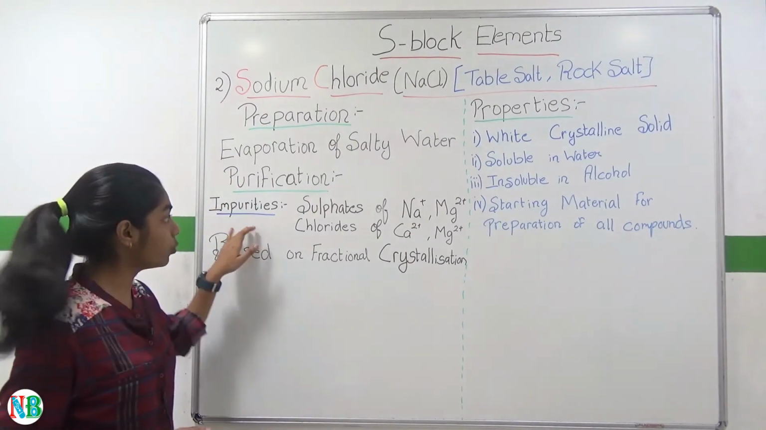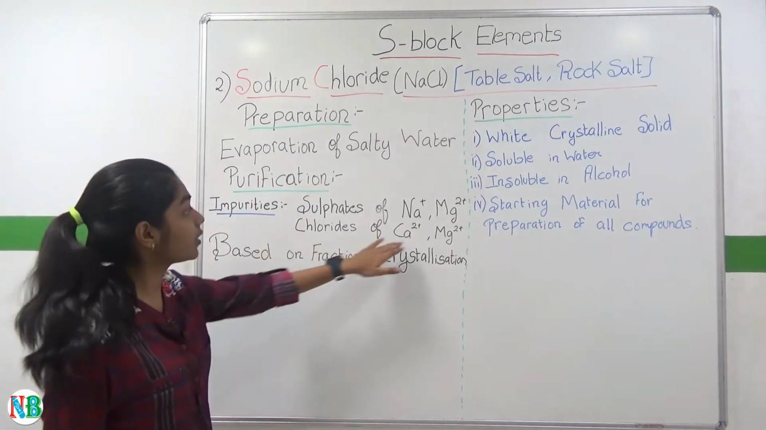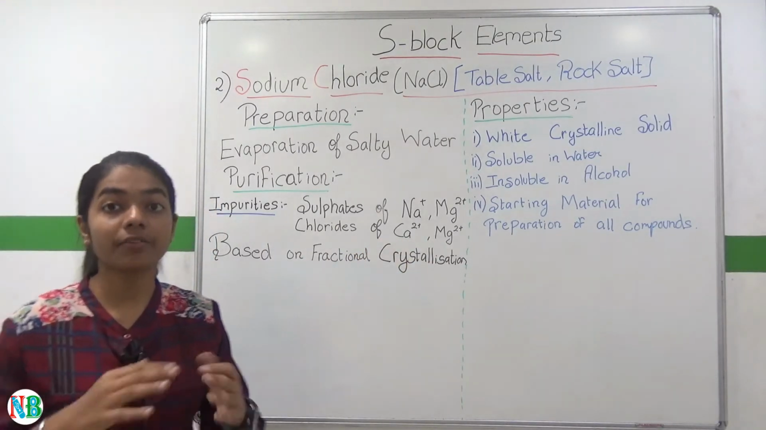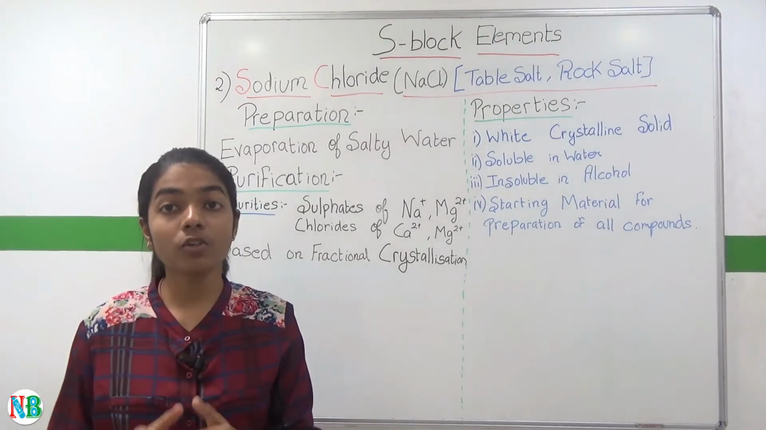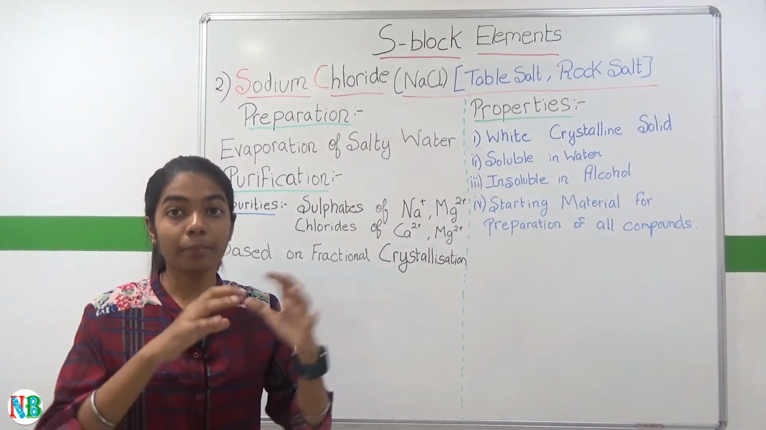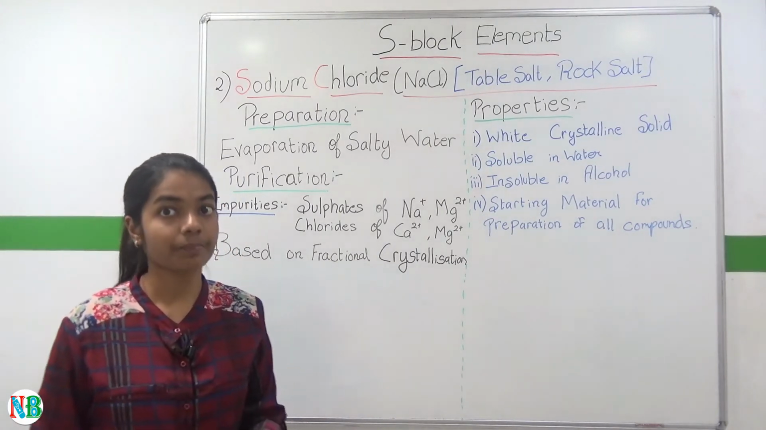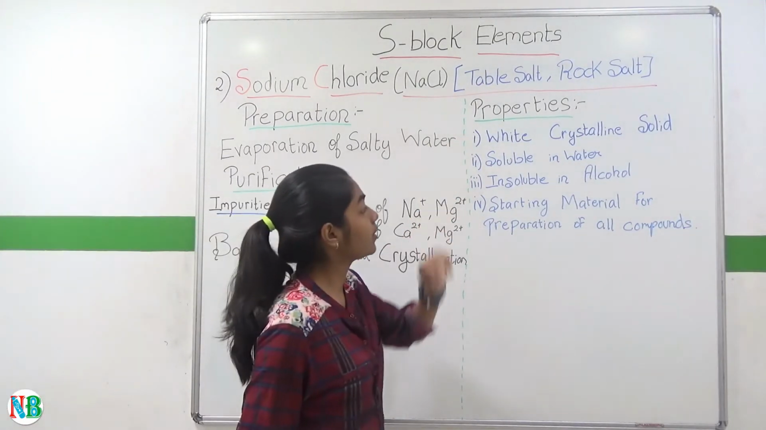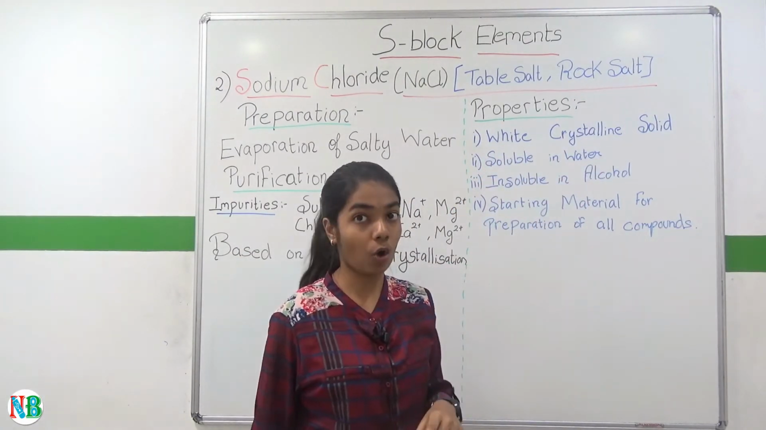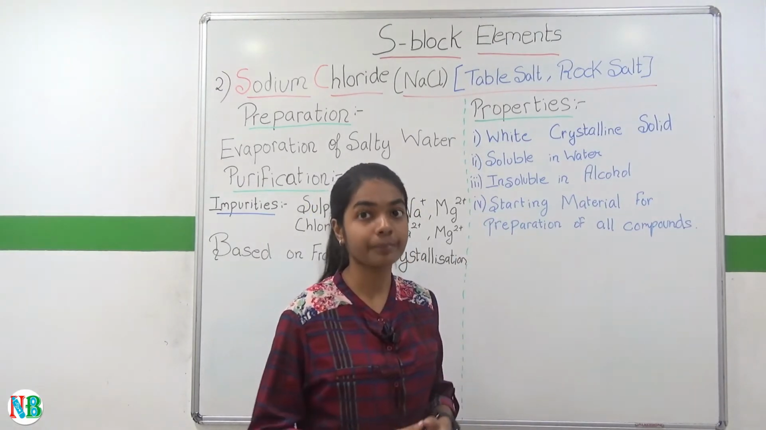Major impurities include sulfates of Na+, Mg2+, along with the chlorides of Ca2+ and Mg2+. Purification is done using the differences in solubilities and is based on fractional crystallization. Through the saturated solution of impure NaCl, HCl gas is passed and NaCl is precipitated first. Now we'll look into some properties of NaCl. It is a white crystalline solid which is soluble in water but insoluble in alcohol. It is the starting material for most of the compounds of sodium.